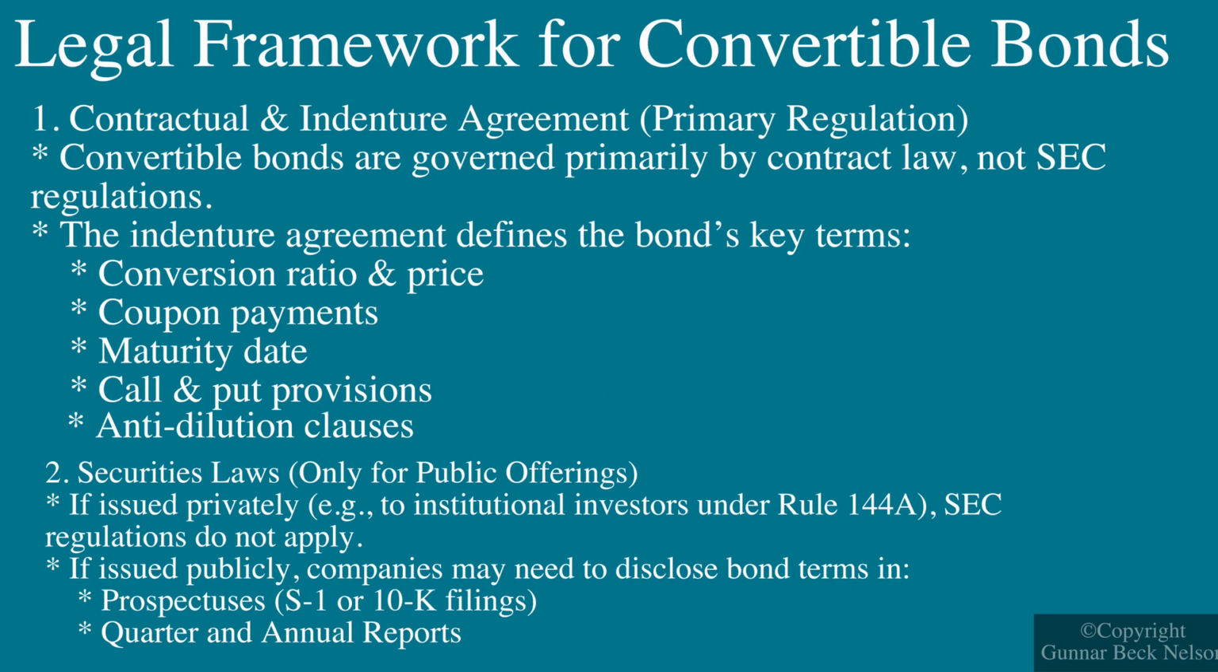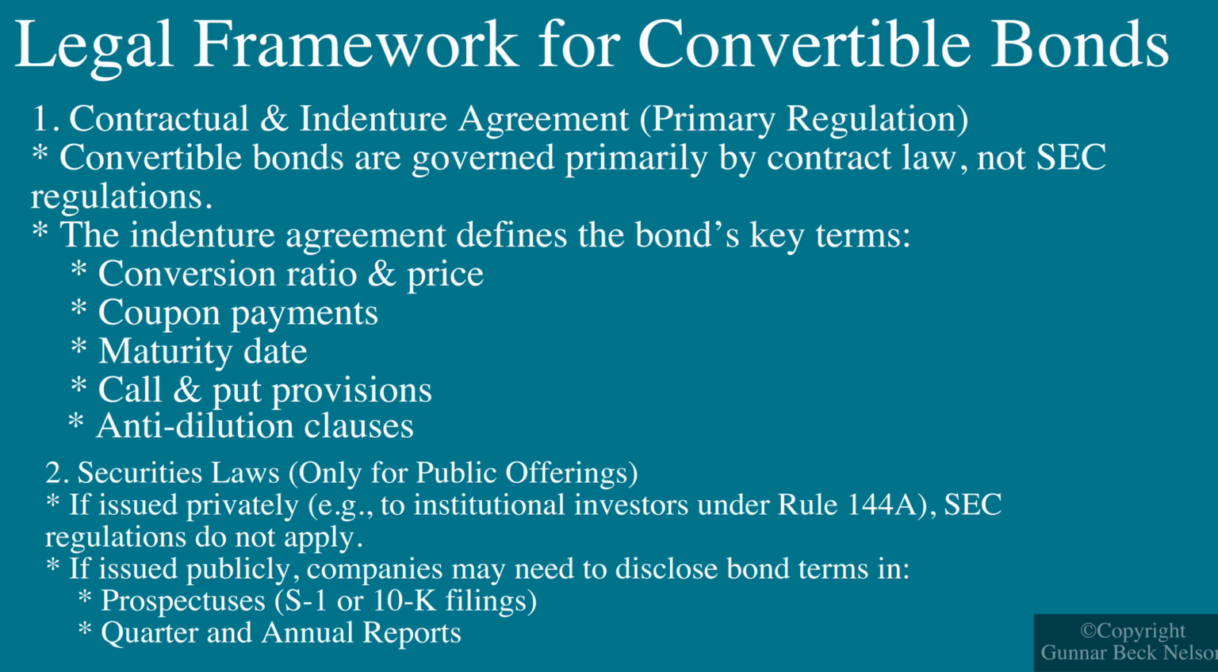Now, if we were to go over the legal framework for convertible bonds, we have to understand the context it will be set in, since convertible bonds can also be sold in both private and public offerings. In the context of primary regulation, convertible bonds by nature are governed primarily by contract law, not SEC regulations, which makes them attractive for businesses to issue. The indenture agreement defines a bond's key terms between the investor and the business, where the conversion ratio and price are already set, along with the coupon payments, maturity date, call and put provisions, and an anti-dilution clause, since there will have to be some collateral to structure the bond.